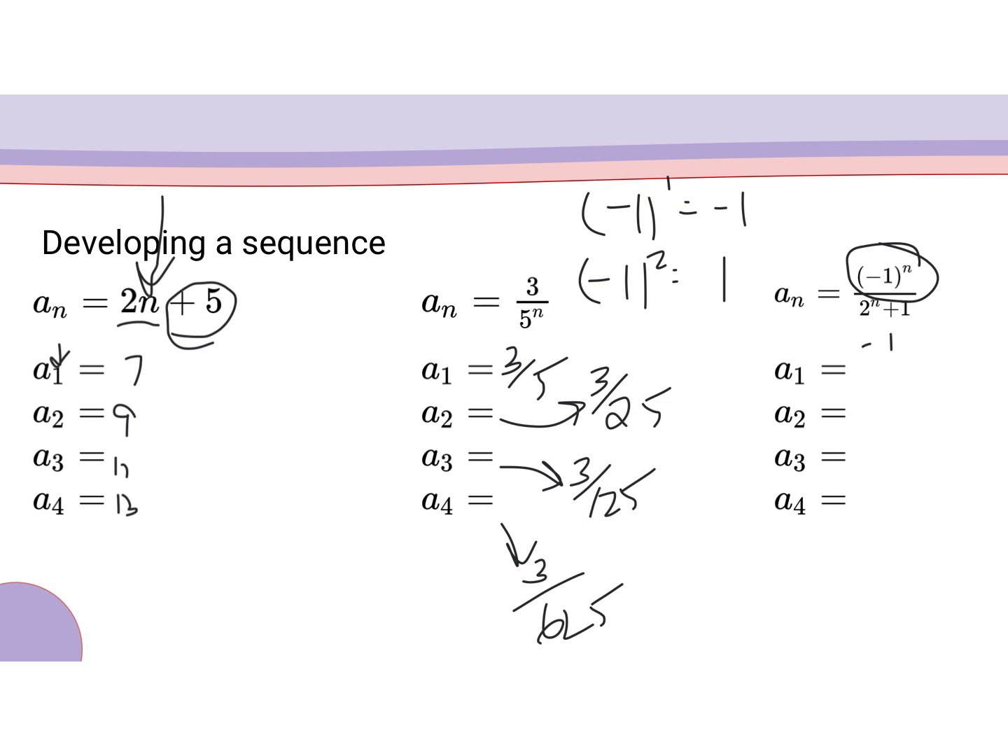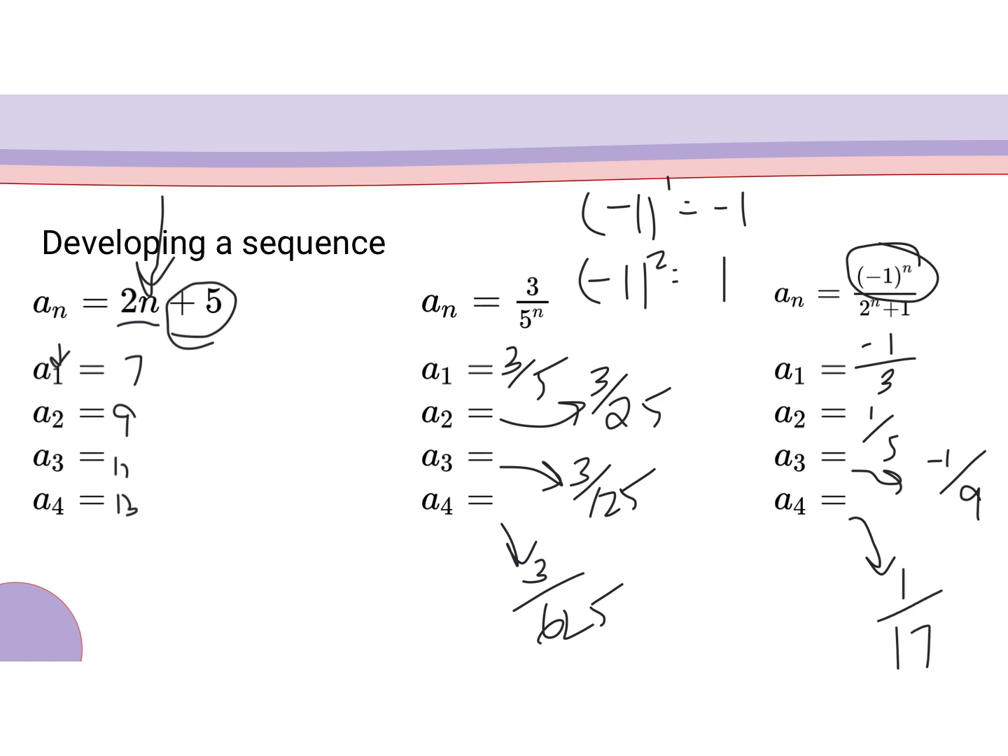Again, I can just plug in n directly. So I get -1 over 2 to the first plus 1. So that's -1/3. Squared, that's an alternator, so that's +1, but 2 squared is 4 plus 1 is 5. Cubed, again, alternates to negative, but 2 to the third is 8 plus 1 is 9. And if I do the fourth, I alternate back to positive and then 1 over 17.